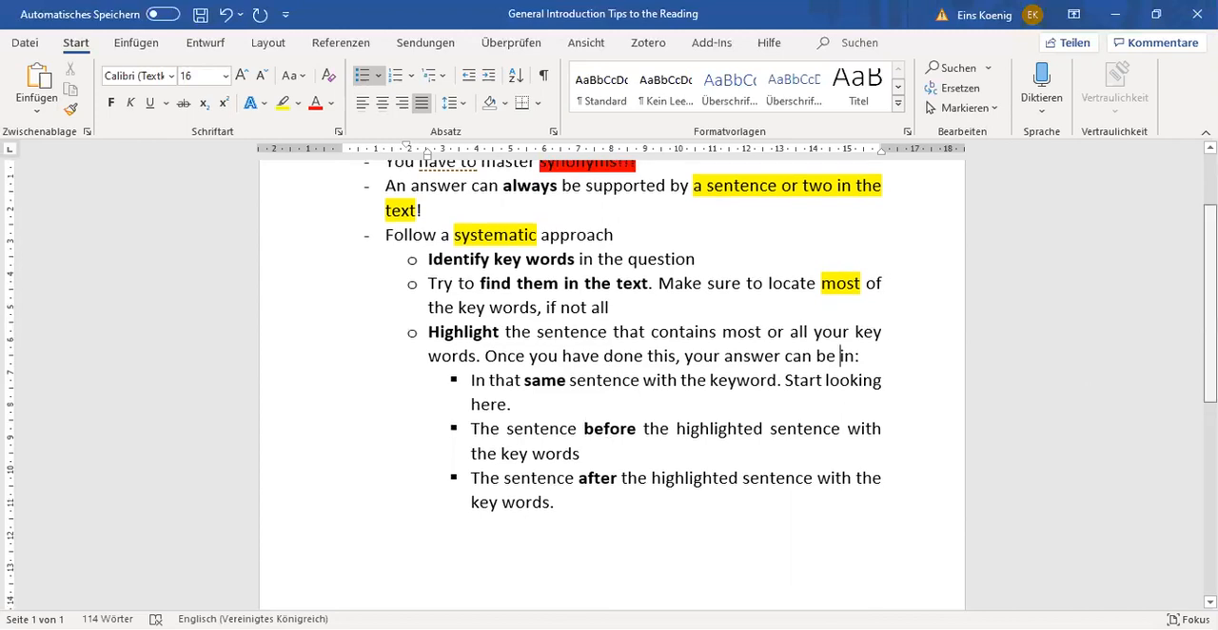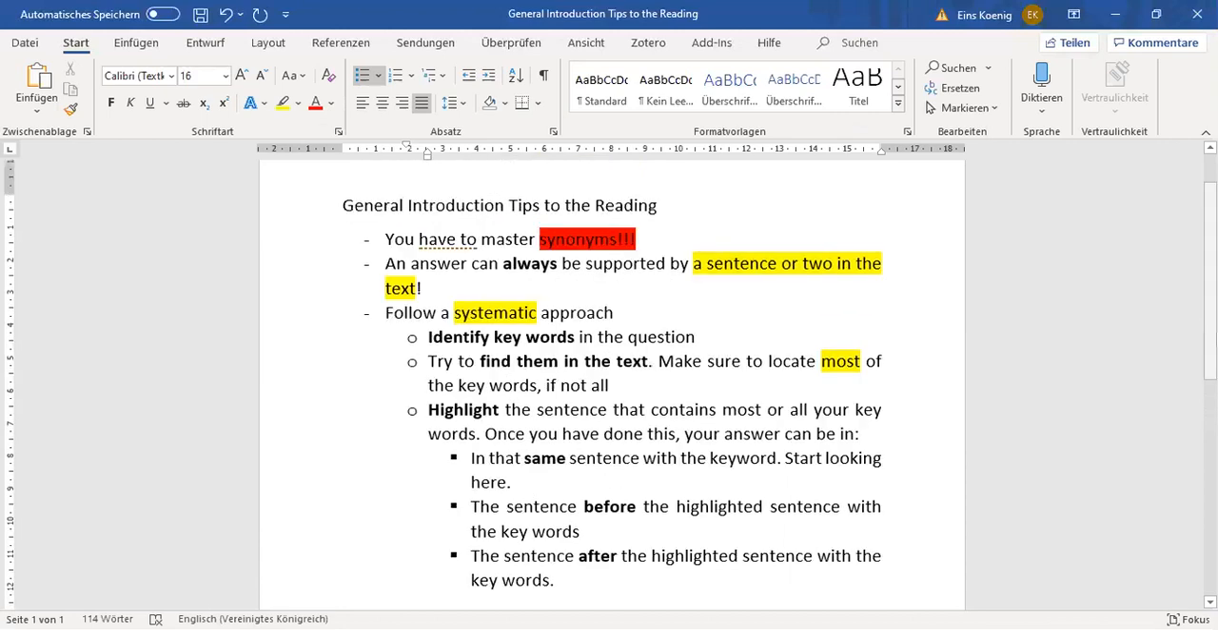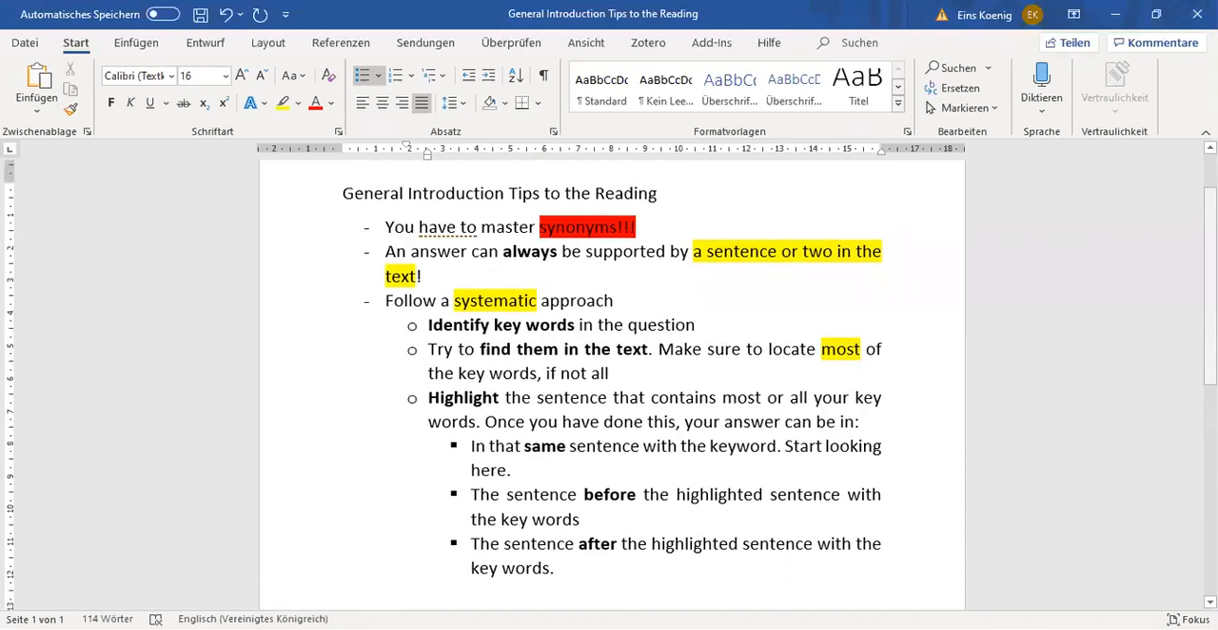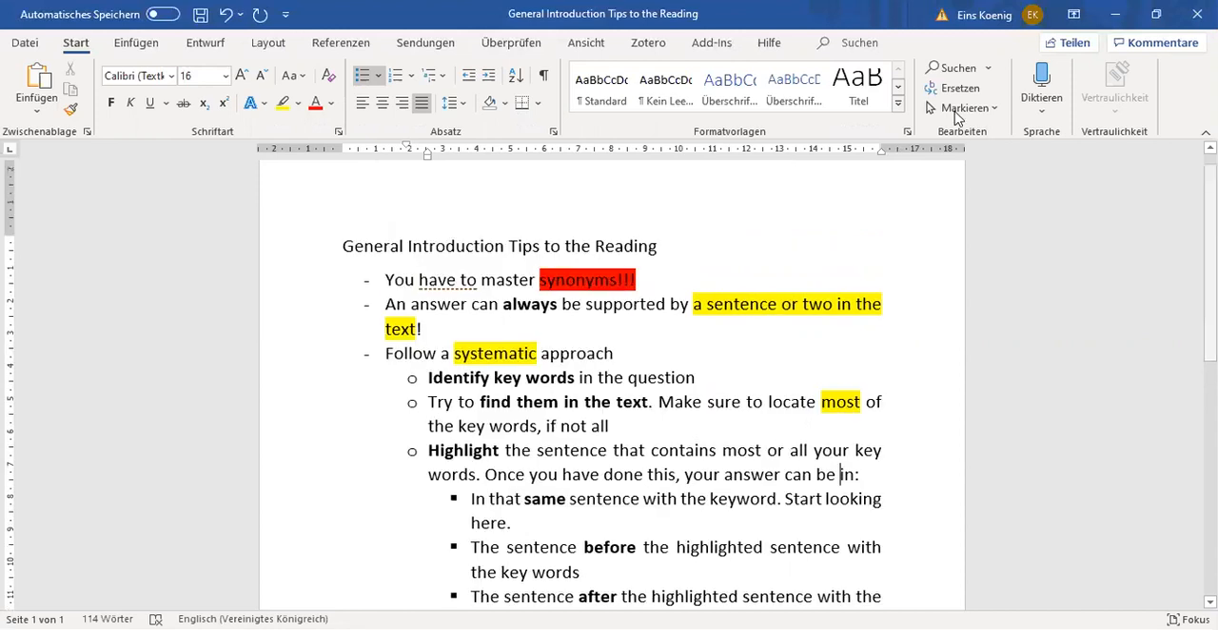So these are the general introductory tips that I will give, and we're going to apply this systematic approach to the reading section. And we're going to start with, as I said, the academic reading and practice test 1 on the website.